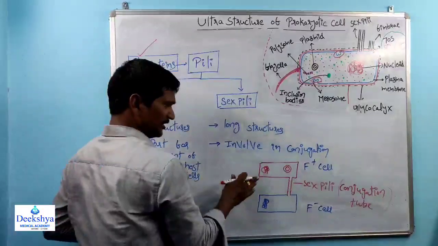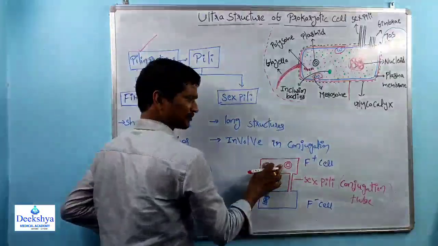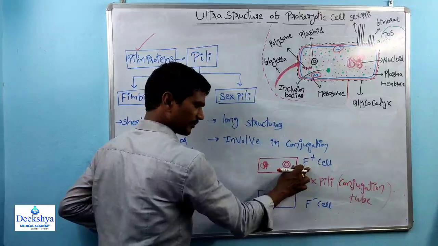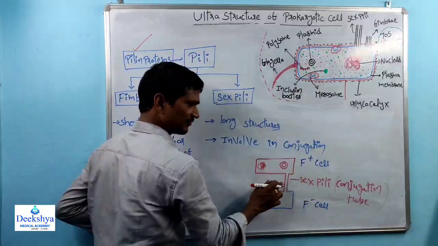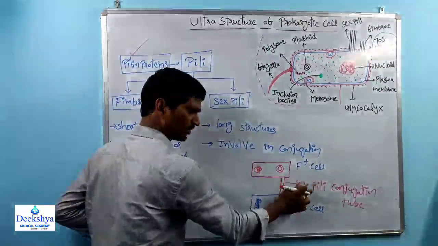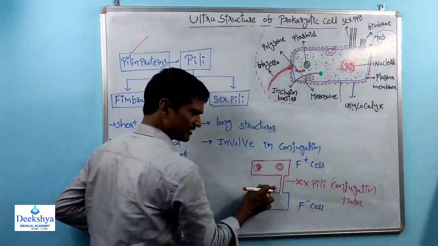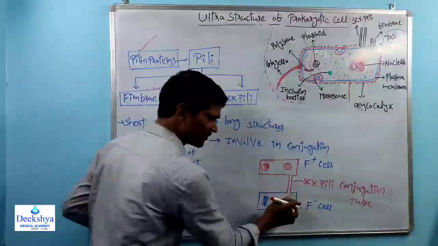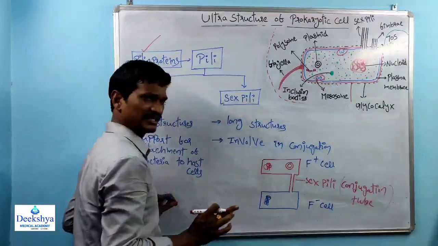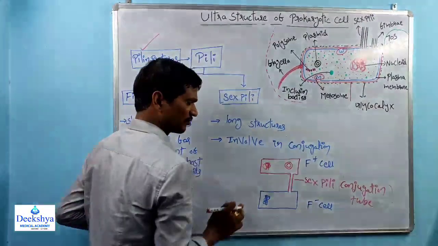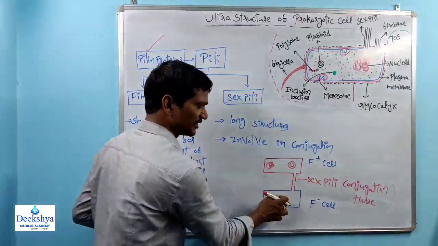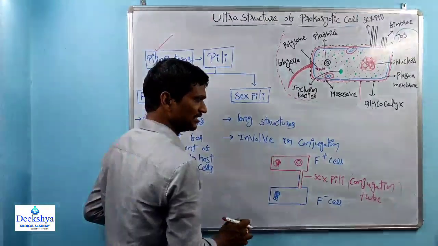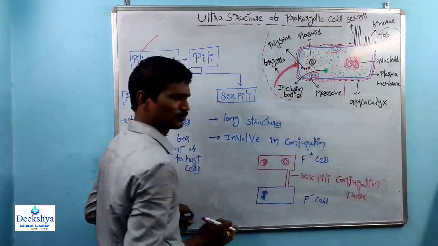So see, some bacteria which are having plasmids, these bacteria are called as F plus cells. That F plus cells have long hair-like structures. These are called as sex pillars, which are attached with another bacteria. These bacteria are generally F minus cells. Attachment takes place between these two bacteria. This structure is called as conjugation tube.